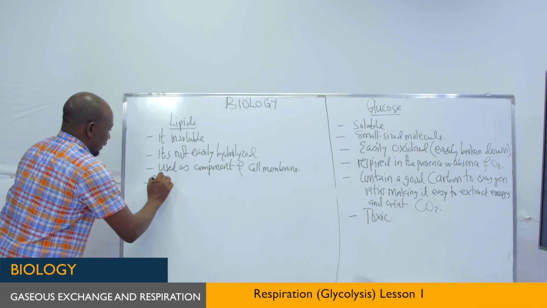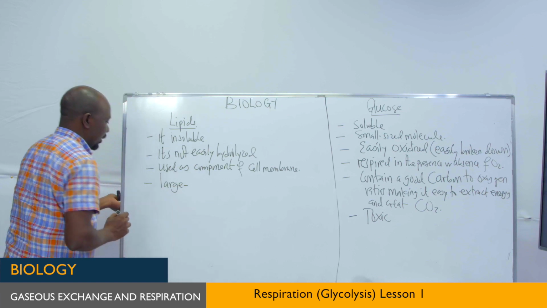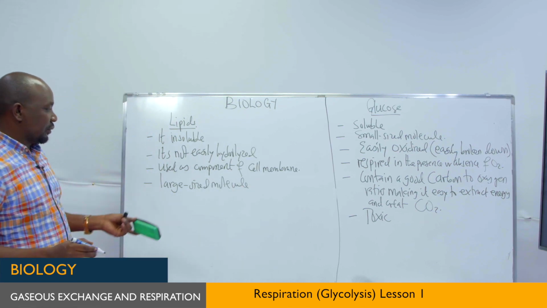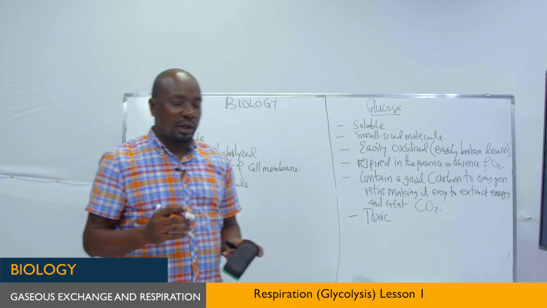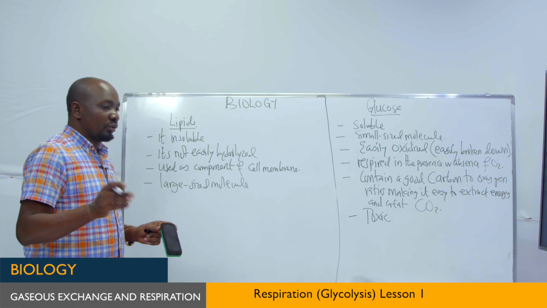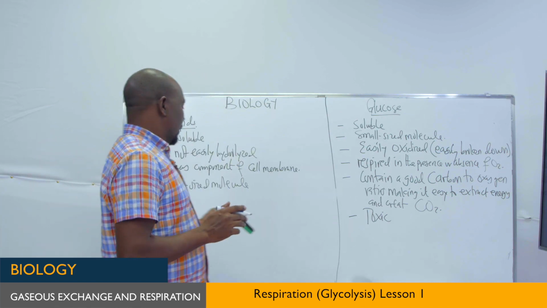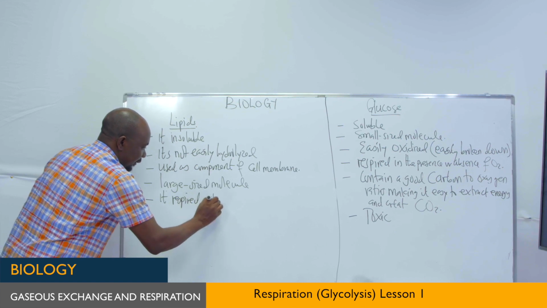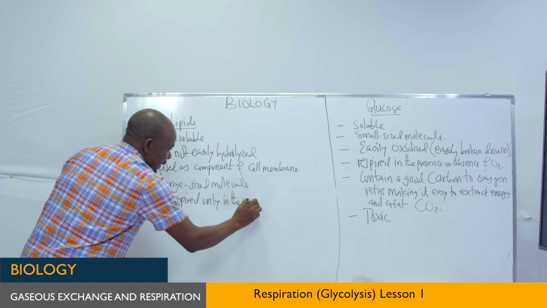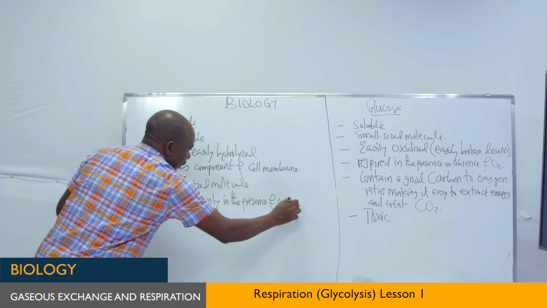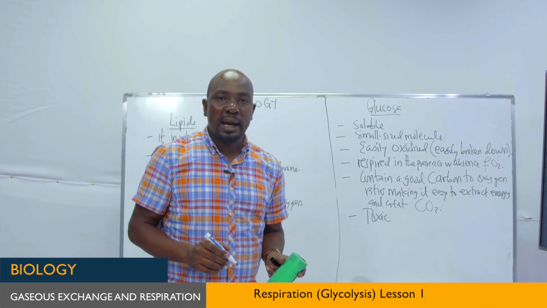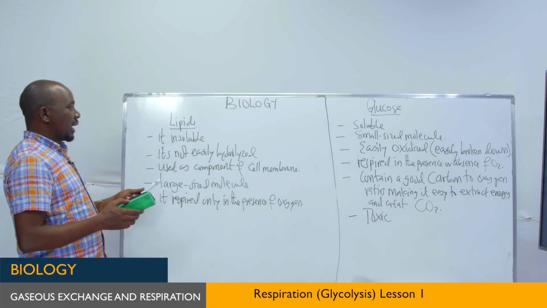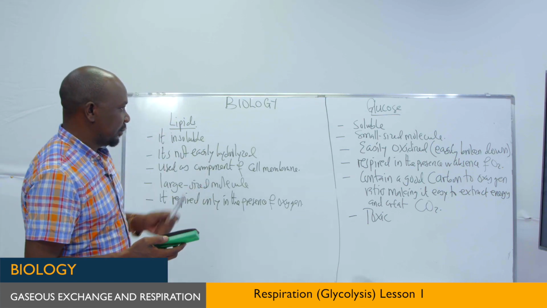Another reason, the large molecule. So it is a large sized molecule compared to glucose, and hence very difficult to carry from one point to another. It is respired only in the presence of oxygen. Hence, it cannot be respired anaerobically in the absence of oxygen. So these are the points why it is not preferred as a primary respiratory substrate.